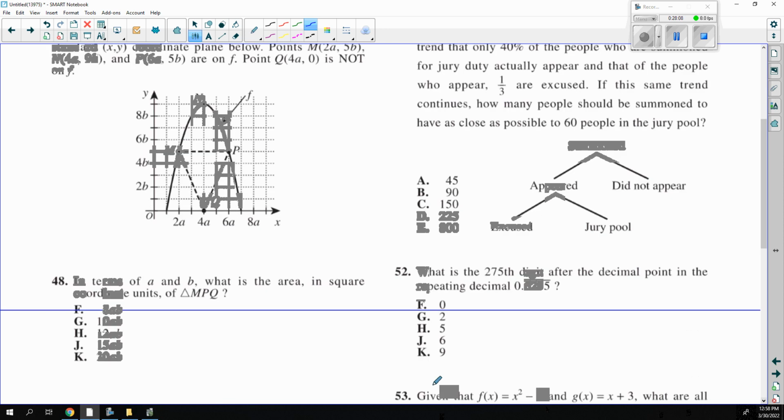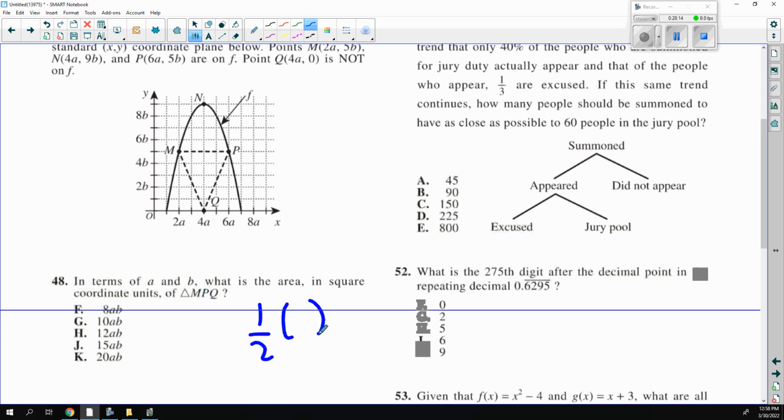Not a hard triple here. What is the area of the triangle? Well, it's 1/2 the altitude times the base. It's turned upside down, so the base starts at 2a and ends at 6a. And the altitude starts at 0b and ends up at 5b. Multiply that together and you should get G, 10ab. Sorry, checked the wrong one.